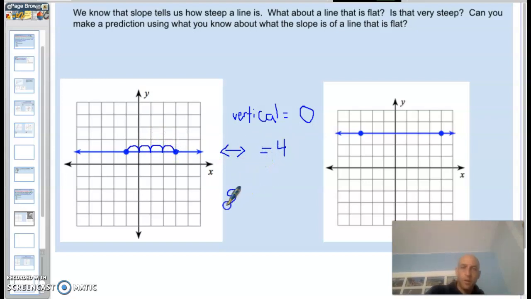Remember, slope is really just the ratio of the vertical, which is 0, compared to the horizontal, which is 4. But I know 0 divided by 4, 0 divided by anything just equals 0. And you're going to see that any line, no matter where it is, if it is flat, it's going to have a slope of 0, which means it doesn't go uphill, it doesn't go downhill, it is just flat.